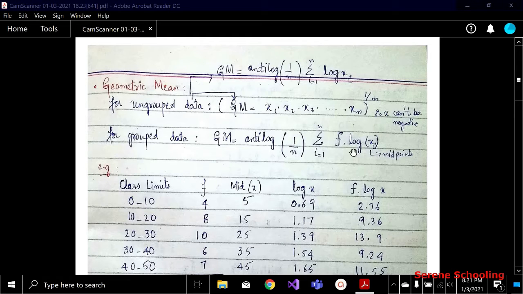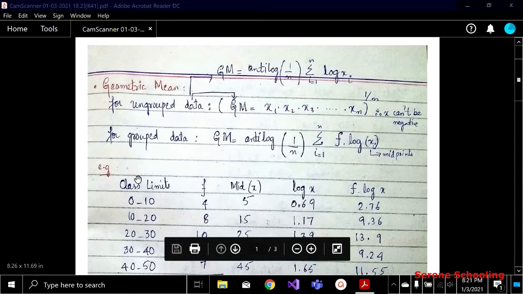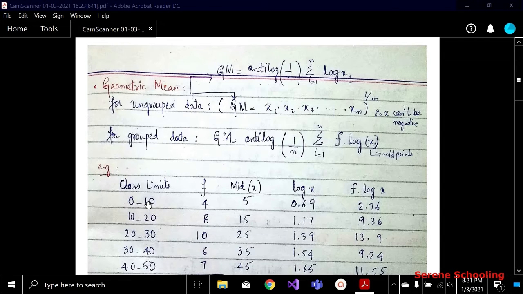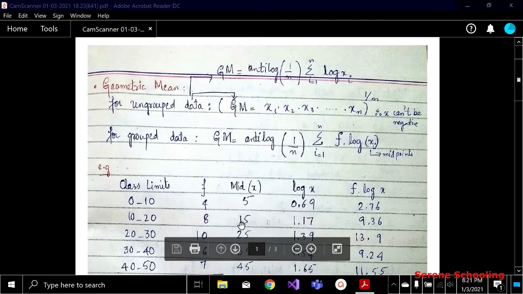Firstly you have to take the log of x, the log of all the data values. But this is grouped data, which means that you won't be given direct x, but you will be given these classes over here. So you cannot decide whether to take this 0 or 10, right? So in that case we always take the midpoint. 0 plus 10 divided by 2 gives us 5. Similarly 10 plus 20 divided by 2 gives us 15, just like this. So these are the x's.